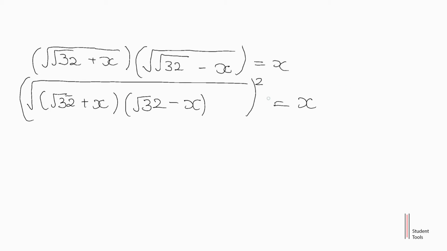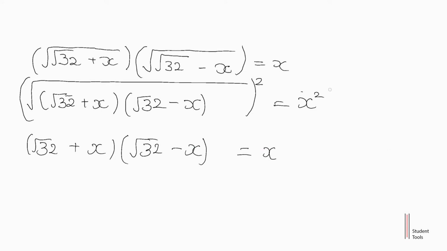and when we square that, we also have to square this side as well. So we'll then have these brackets, square root of 32 plus x, open another bracket, and square root of 32 minus x equal to x squared, because this square cancels the square root.